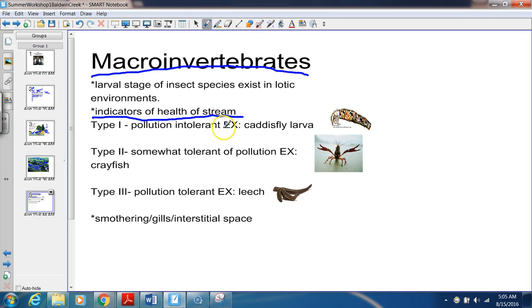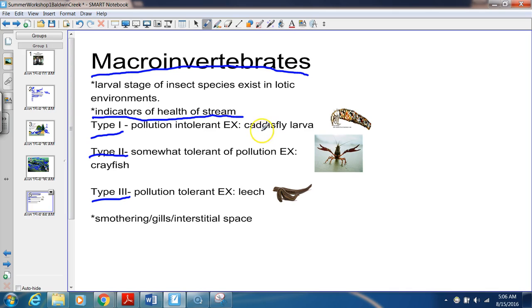And the Ohio EPA has divided up these macroinvertebrates into types, and each type is based on their ability to withstand pollution. So there's type 1, type 2, and type 3 macroinvertebrates. Type 1 macroinvertebrates are very sensitive to pollution. So if there are pollutants in the water, they will not be there.